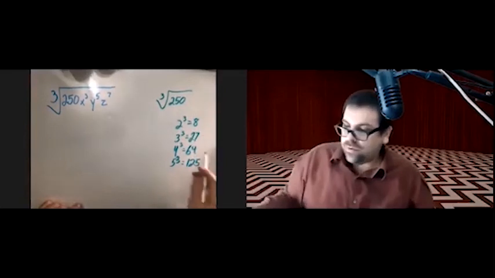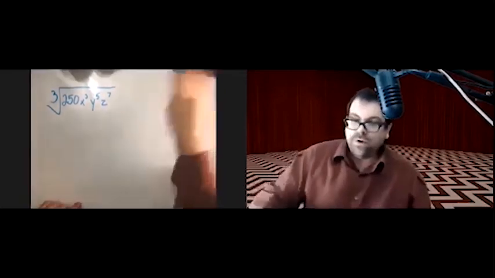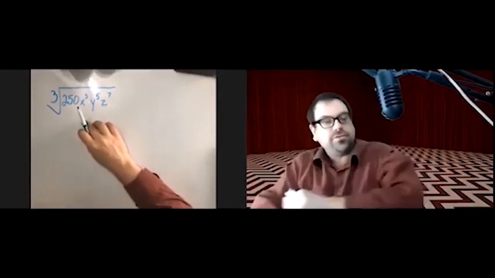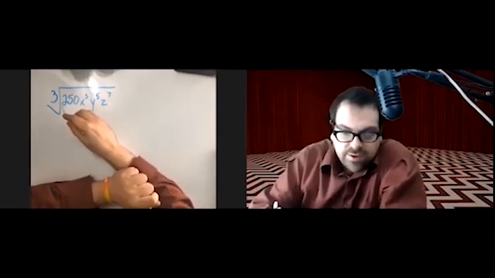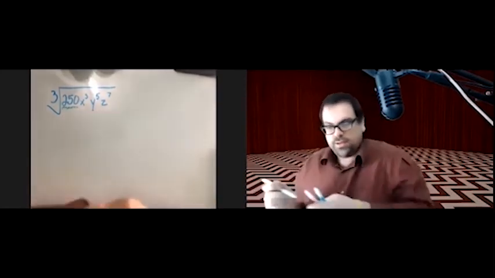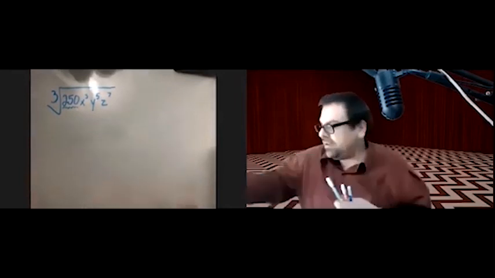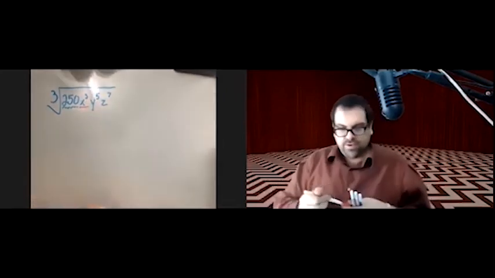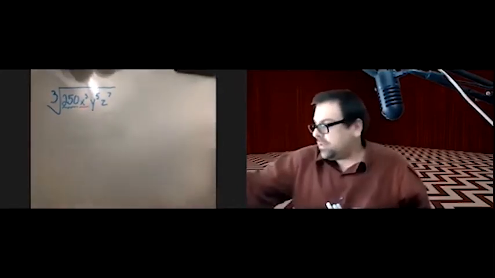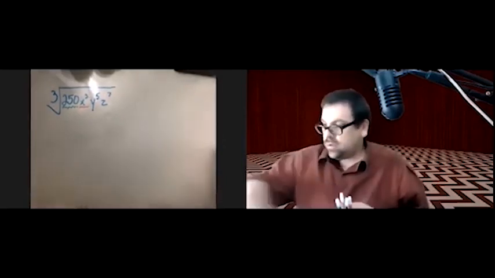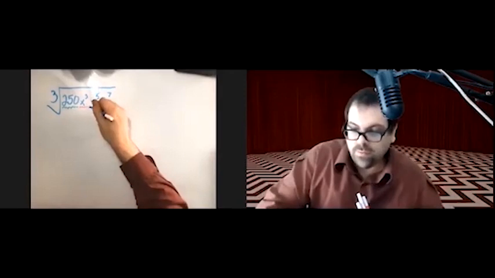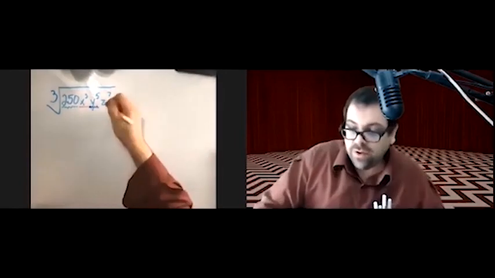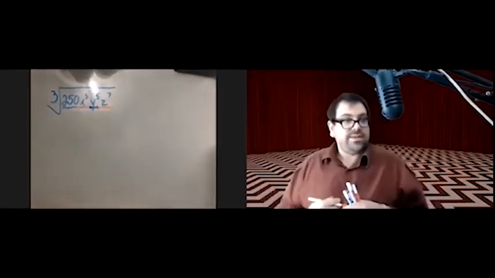So when we break things up into our perfect cube pieces and our leftover pieces, that's going to include the 250. So we'll break up the 250 if we can. We'll break up the x cubed. We'll break up the y cubed, or y to the 5th. We'll break up the z to the 7th.